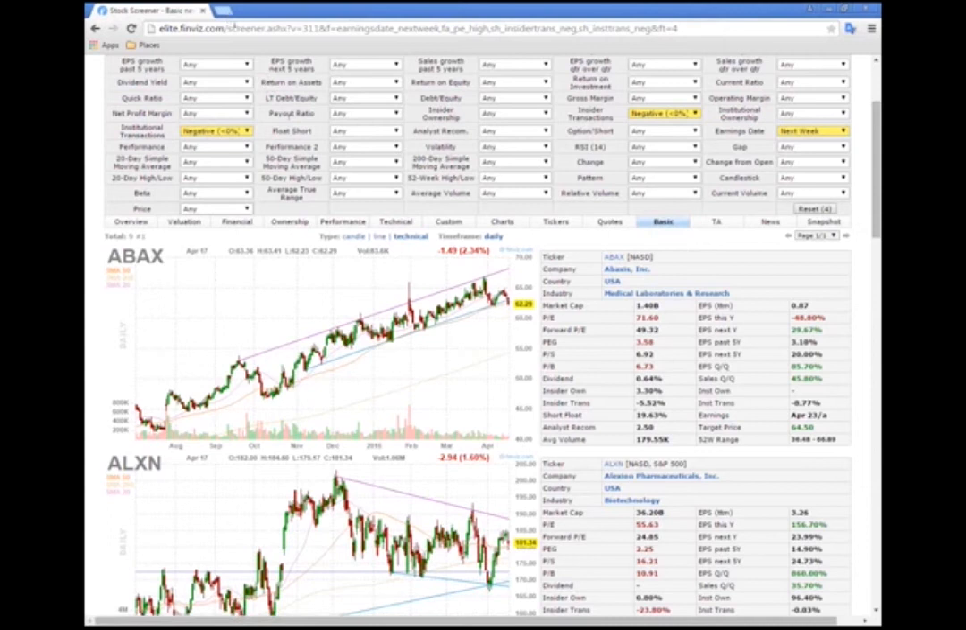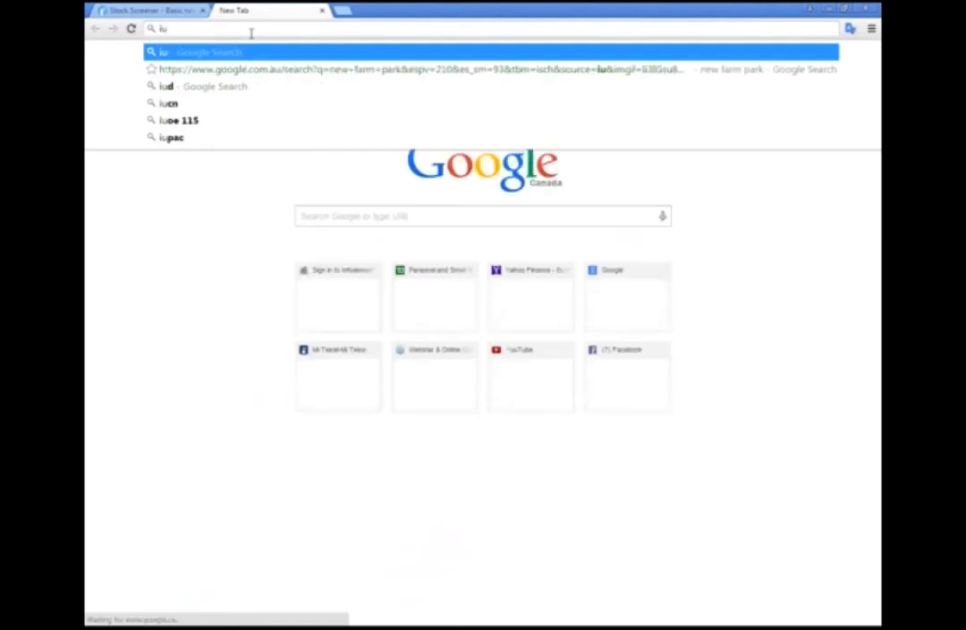And what we can do to look at these types of individual transactions is we can go into another site that I really like, which people aren't necessarily that familiar with, which is Insider Cow.